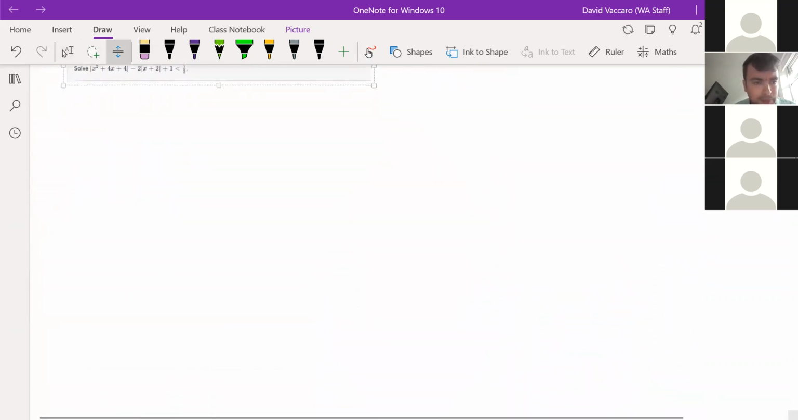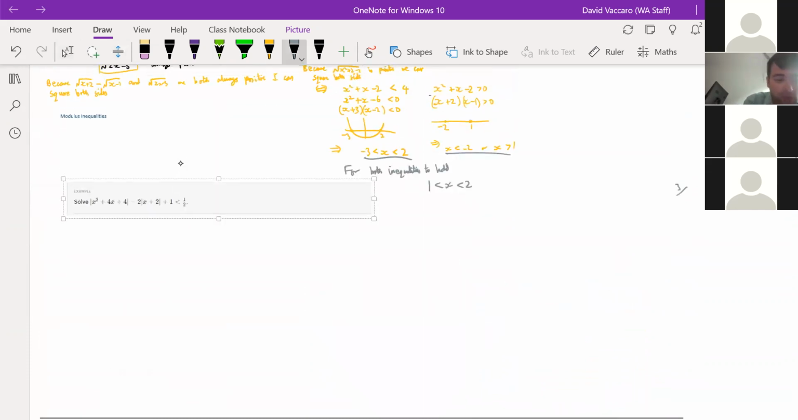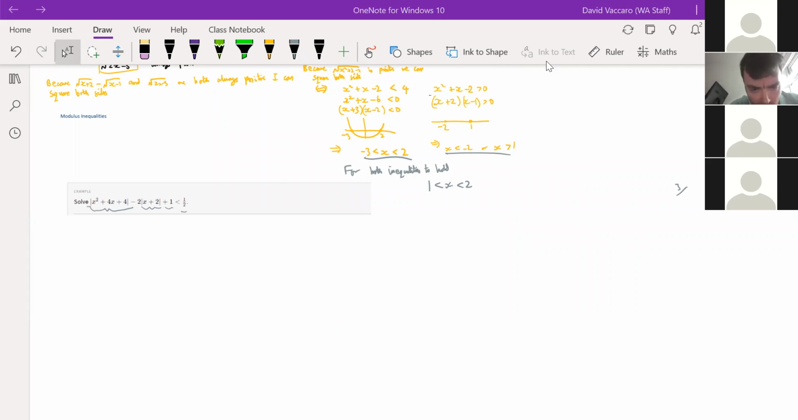Okay, so it says, solve the modulus of x squared plus 4x plus 4, take away 2 times the modulus of x plus 2, plus 1 is less than a half. Okay, any thoughts, comments, observations about this example?